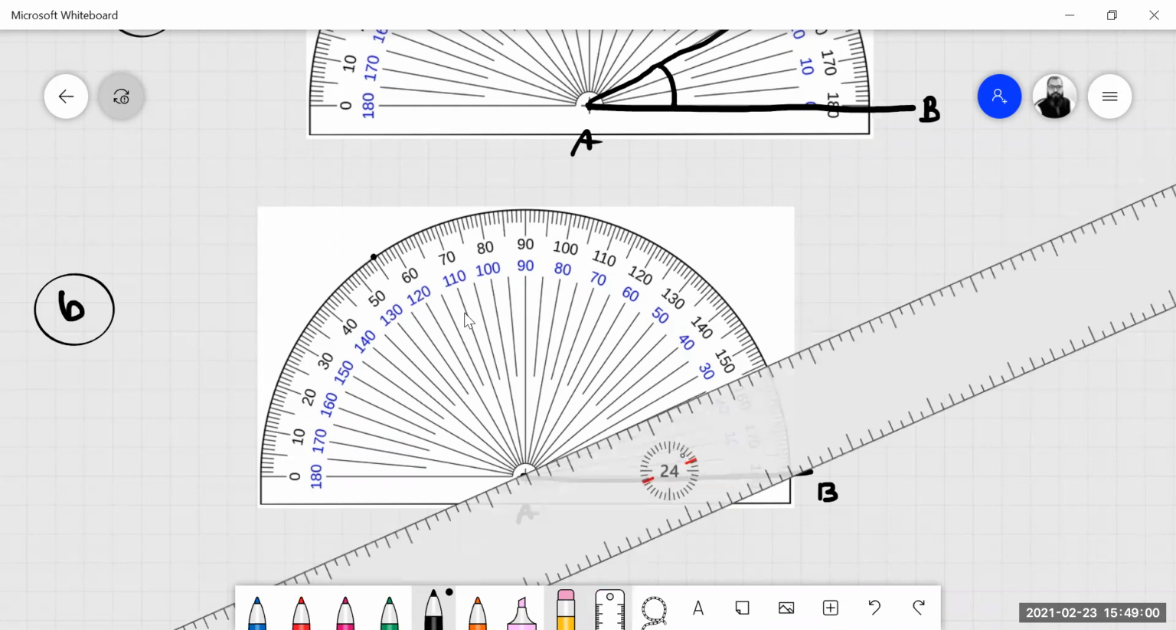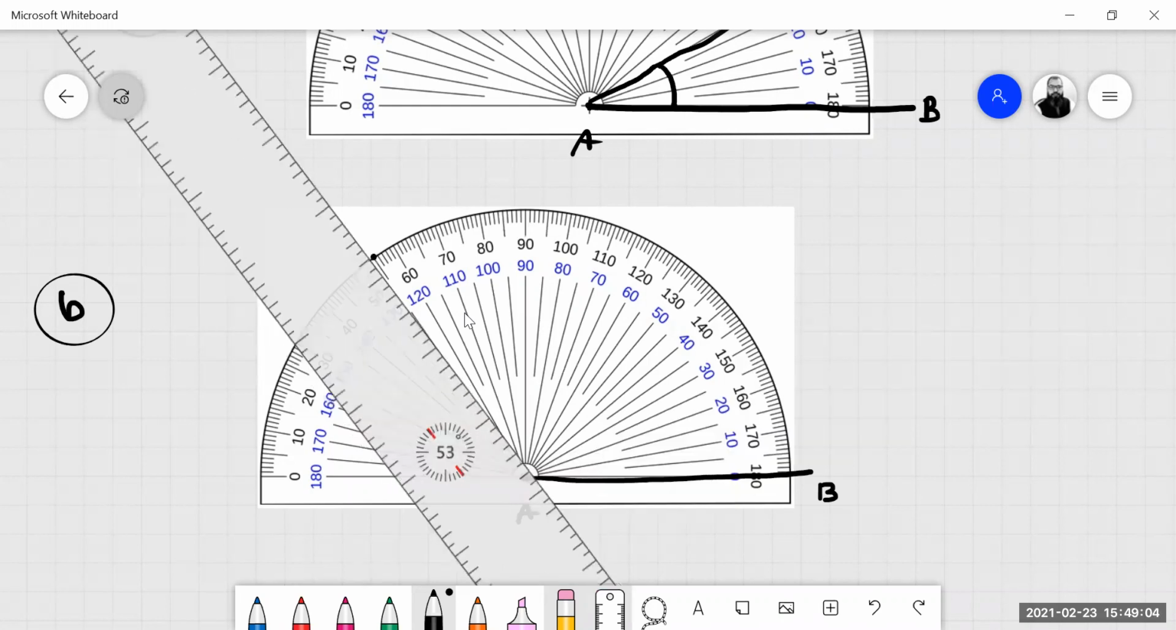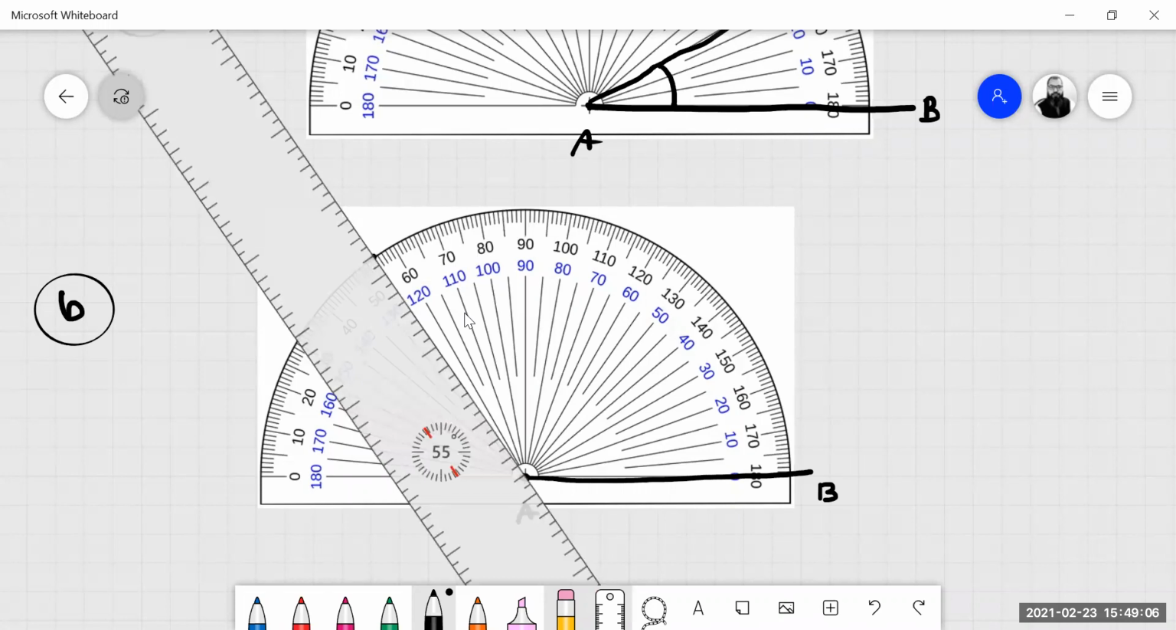Because I am using the picture, I will not remove the protractor. Just you can remove the protractor from the copy. And after that, join this point. Join this point. Sir, it will be an obtuse angle, right? Yes, this will be an obtuse angle.